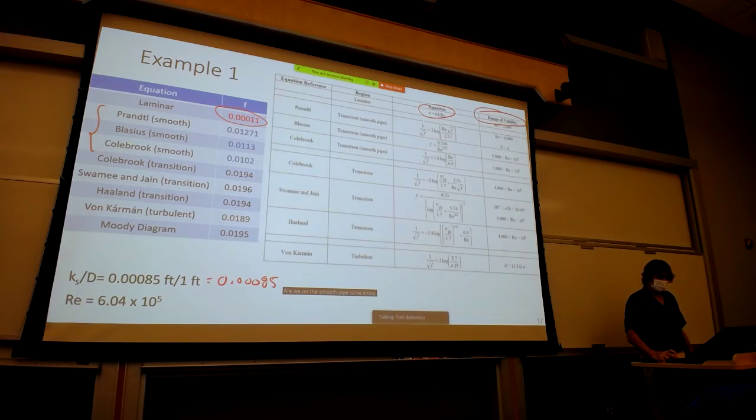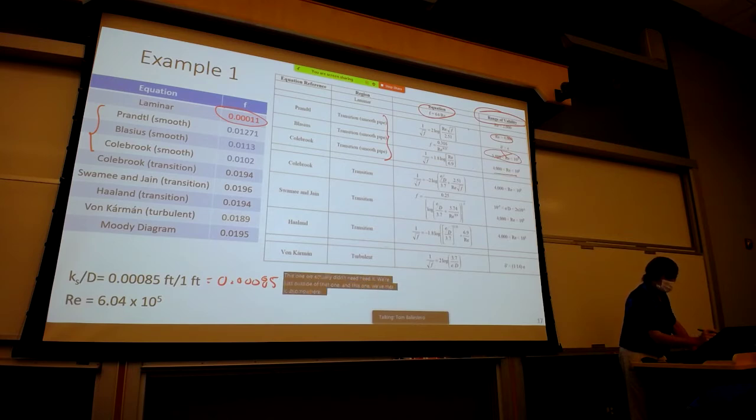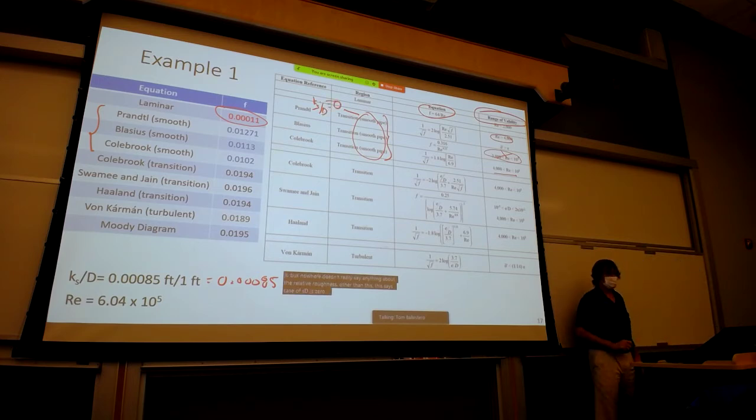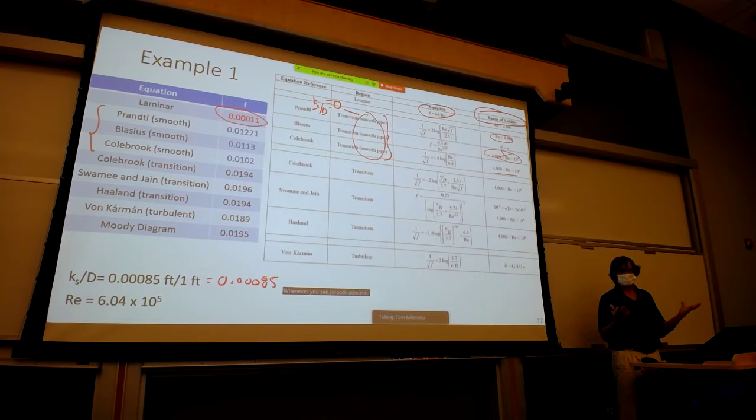So if we go to that next page, if we're trying to use these smooth pipes, this one we've met. The Reynolds number is greater than 4,000. This one we actually didn't need, we're just outside of that one. And this one we've met it, but nowhere does it really say anything about the relative roughness other than this. This says k_s over D is 0. Whenever you see smooth pipe, and if you're using that smooth pipe curve, your relative roughness is 0. And in our case, we have a relative roughness of 0.00085.